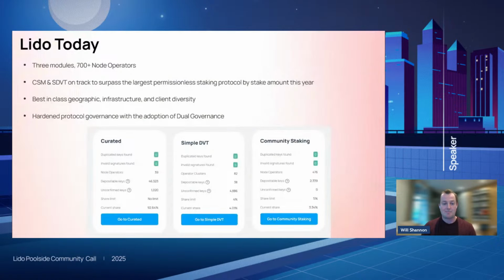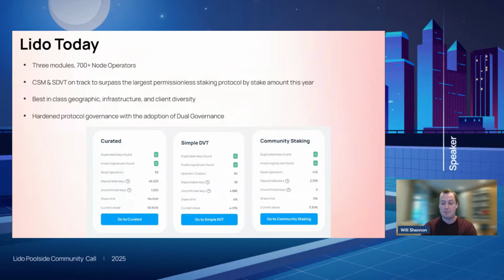This is a protocol that has 3 different modules: the curated module, which runs the majority of stake, the simple DVT module, and the community staking module. And these 3 modules have over 700 node operators utilizing the protocol to run validators. I think this is really important to recognize, because at the beginning of 2024 in January, there were only 37 node operators running validators via Lido. So there's been tremendous growth in the node operator set.